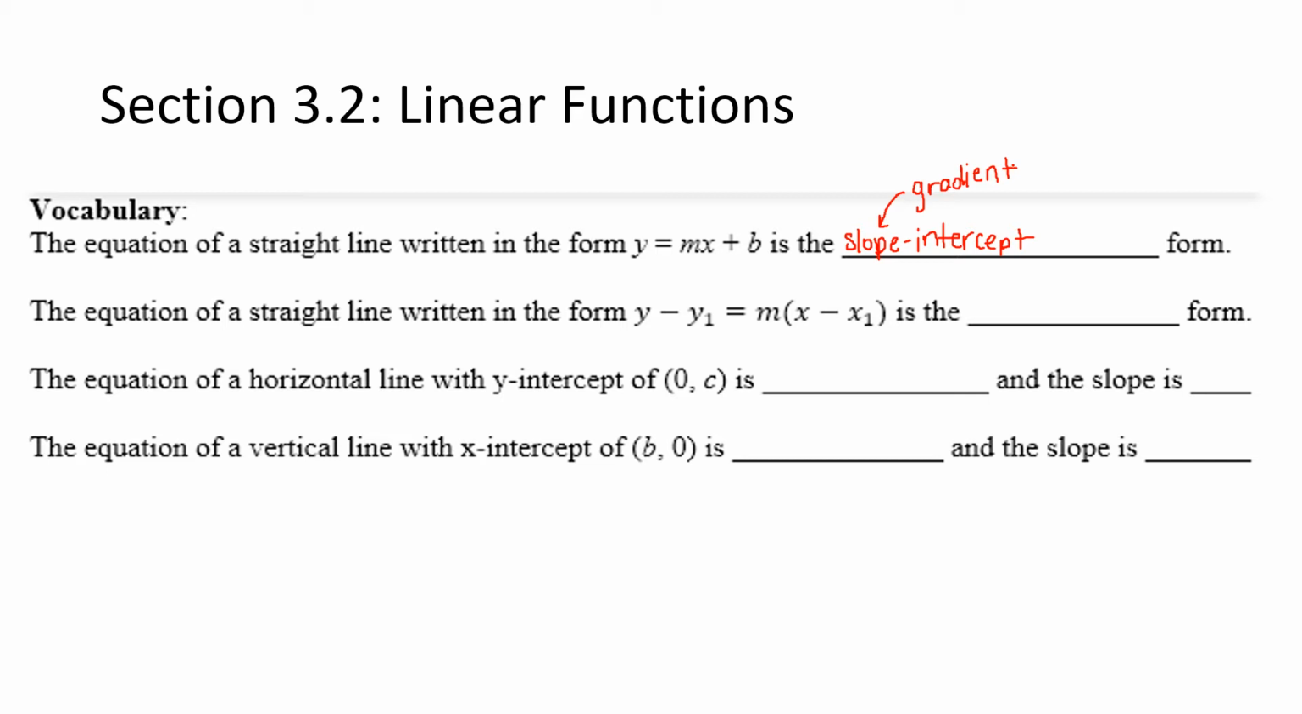The equation of a straight line written as y - y1 = m(x - x1) is called point slope, or again, point gradient. The equation of a horizontal line with a y-intercept of c is just the line y = c, and horizontal lines have a slope of 0. For a vertical line with x-intercept of b, we write x = b, and the slope is undefined.